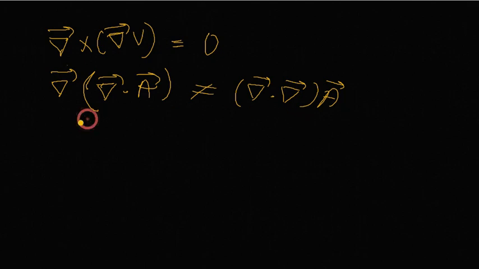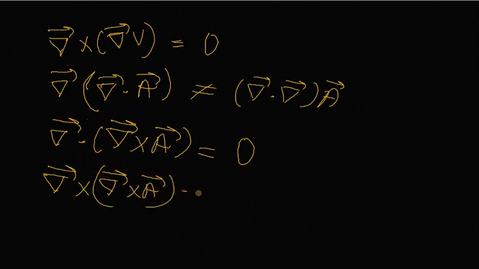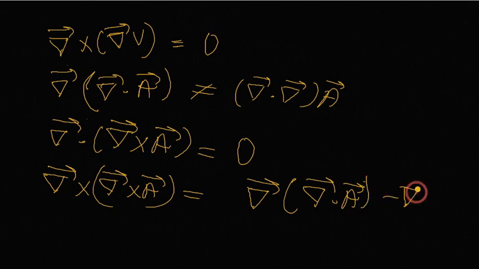Again, if we take the divergence of a curl, then the value will be 0. Again, if we take the curl of a curl, the value will be del of del dot A minus del square A vector.